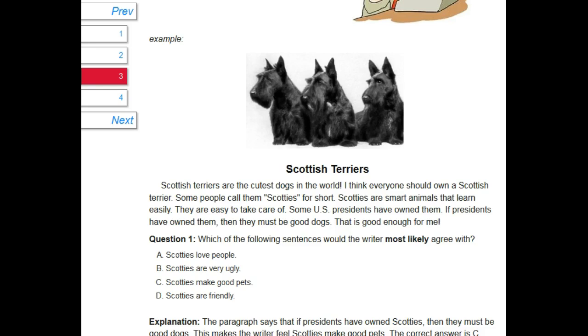Here's an example of Scottish Terriers. Scottish Terriers are the cutest dogs in the world. I think everyone should own a Scottish Terrier. Some people call them Scotties for short. Scotties are smart animals that learn easily. They are easy to take care of. Some U.S. presidents owned them. If presidents have owned them, then they must be good dogs. That is good enough for me.